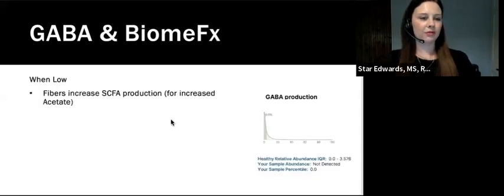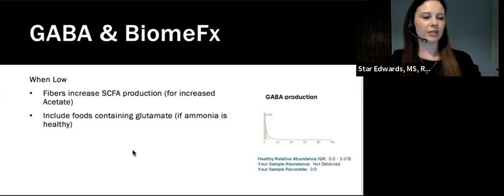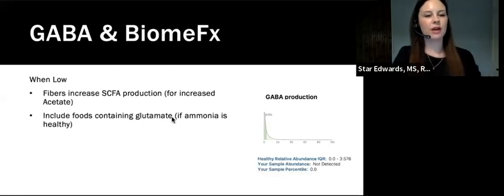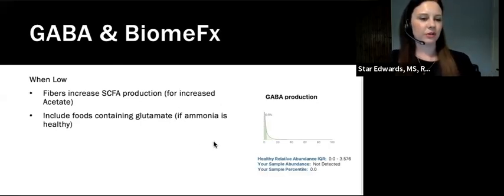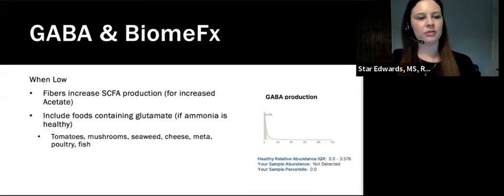If it's low on BiomeFx, then make sure we're eating fibers to increase short-chain fatty acid production and have more of that acetate. Include foods containing glutamate, mostly if ammonia is healthy. If you have a high ammonia level, you don't want to include a lot of glutamate-containing foods because you're going to elevate your ammonia at the same time.